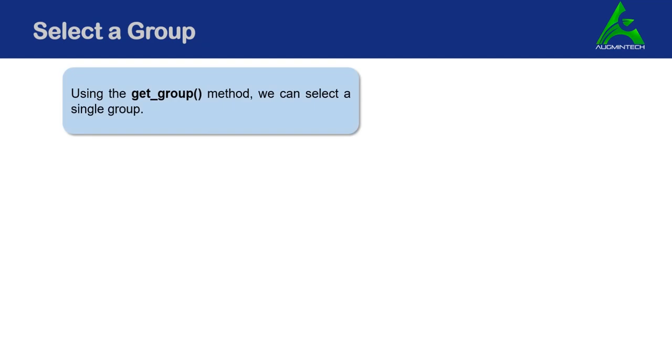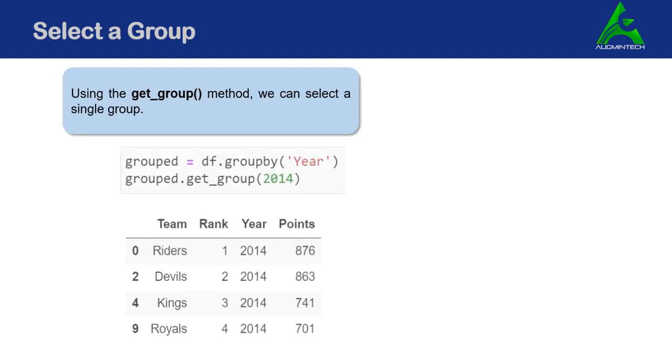Now let's see how to select a group. Using the get_group method, we can select a single group. Here we do df.groupby, specify some column to it, and then we can get the group of some value mentioned in the column. The result will be all those values in that particular column. There we go. You see 2014, 2014 in this column year.